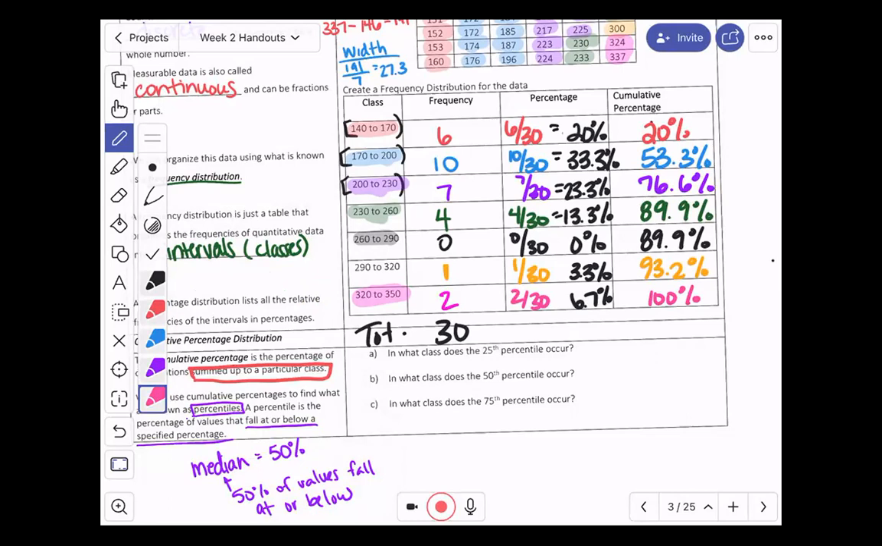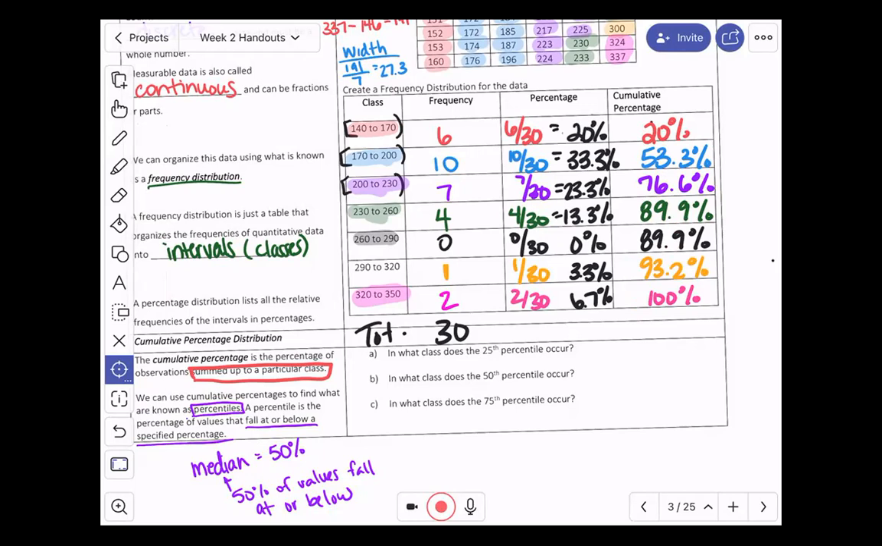So now here's how we use this. We're gonna talk about these percentiles. If I ask you, in what class does the 25th percentile fall? What am I asking you to find? I wanna know, where do 25% of the values fall at or below, right? Where do 25% of the values fall at or below? And so I'm gonna go in here and I'm looking for 25%, but I don't see any class that has 25% yet.